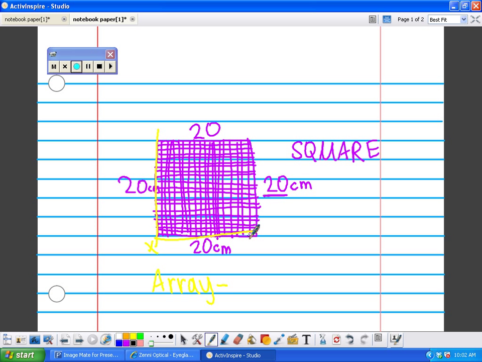How wide it is. Okay, this is how wide. What's this? How long. So all I'm doing to find an array is I'm doing length, how long it is, times how wide it is. I'm doing length times width. That's how you find the answer to an array, the area.